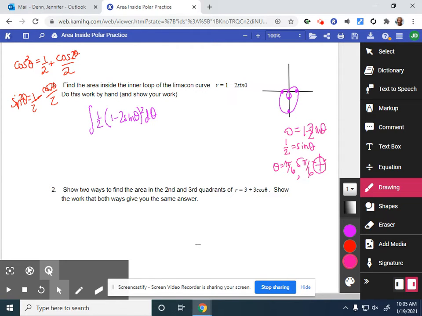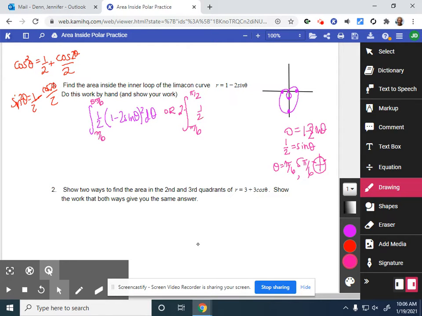So I know that as I'm moving around my curve, I'm starting when theta is 0. By the time I get to here at pi over 6, I'm already back at the origin. At pi, I'm down here. And at 5 pi over 6, I'm back. So I want to integrate from pi over 6 to 5 pi over 6. Or again, I could have integrated from pi over 6 to pi over 2 and doubled my answer.